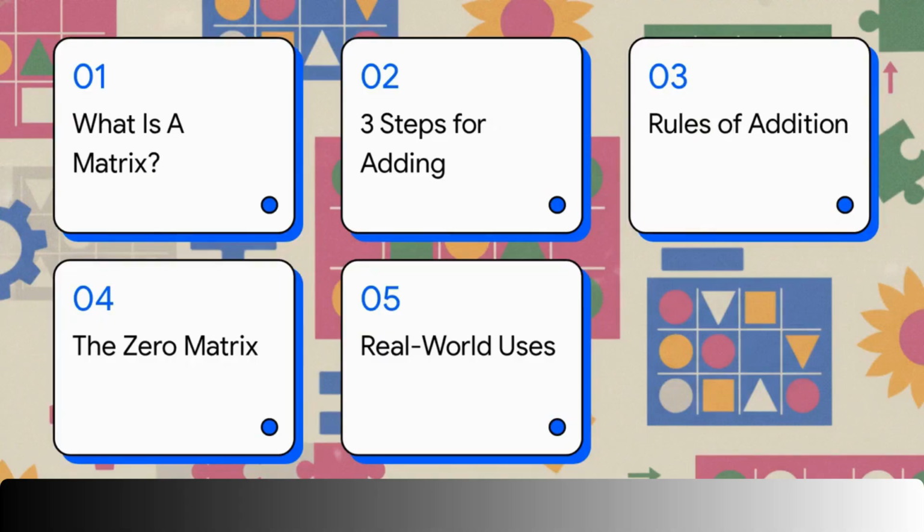So here is our quick roadmap for today. First, what is a matrix? Second, our 3 steps for adding matrices. Third, the rules of addition. Fourth, we'll meet the zero matrix. And finally, why matrix addition actually matters.